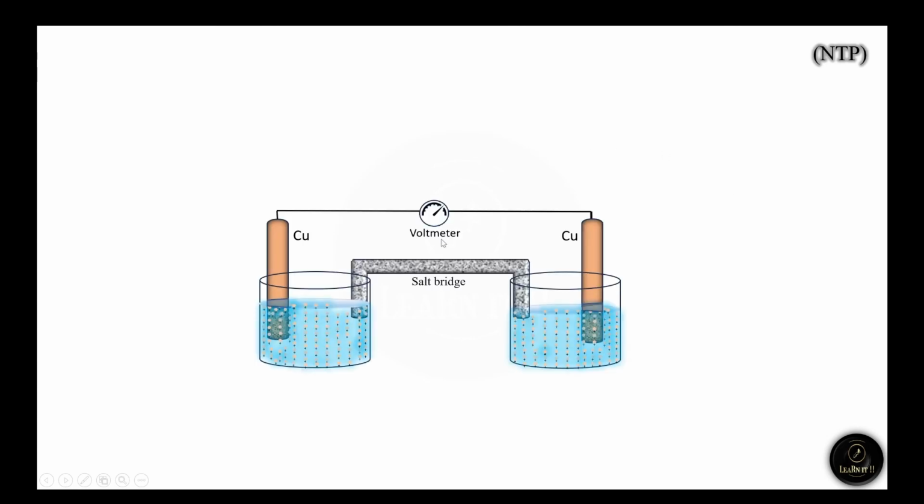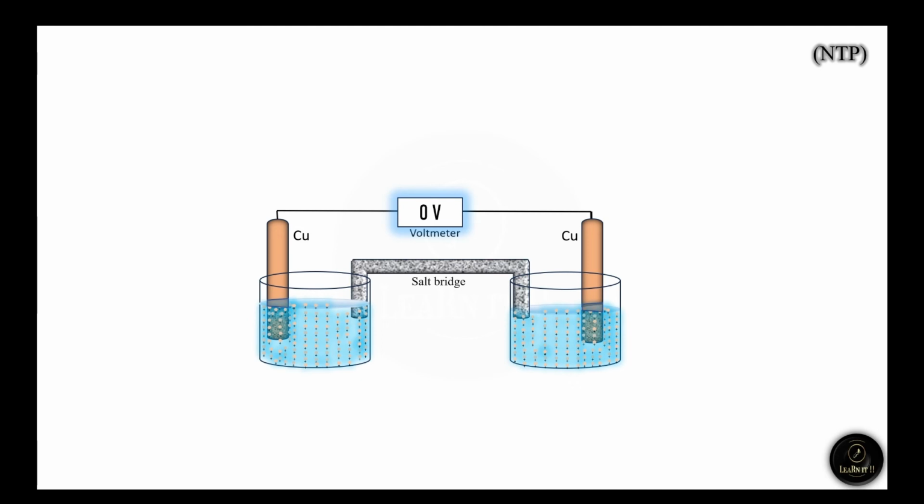So consider it is NTP and we have a cell which is made up of electrodes. Both are copper, which are connected by salt bridge, but externally voltmeter is connected. So here the concentration of both the solutions is 1 molar. Then the question comes, what is the voltmeter reading? It is 0 volt, because at NTP, at 1 molar concentration of the electrolytes, both of them are having the electrode potential, that is standard reduction potential, of 0.34 volt.